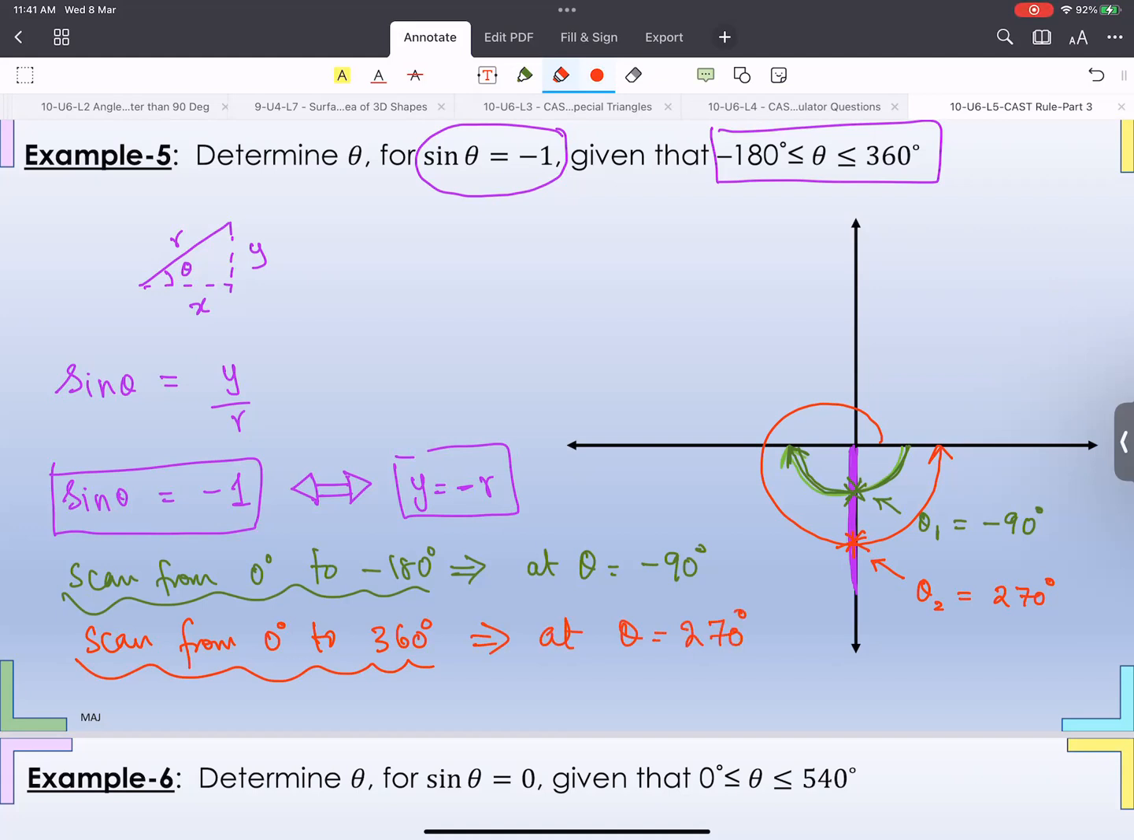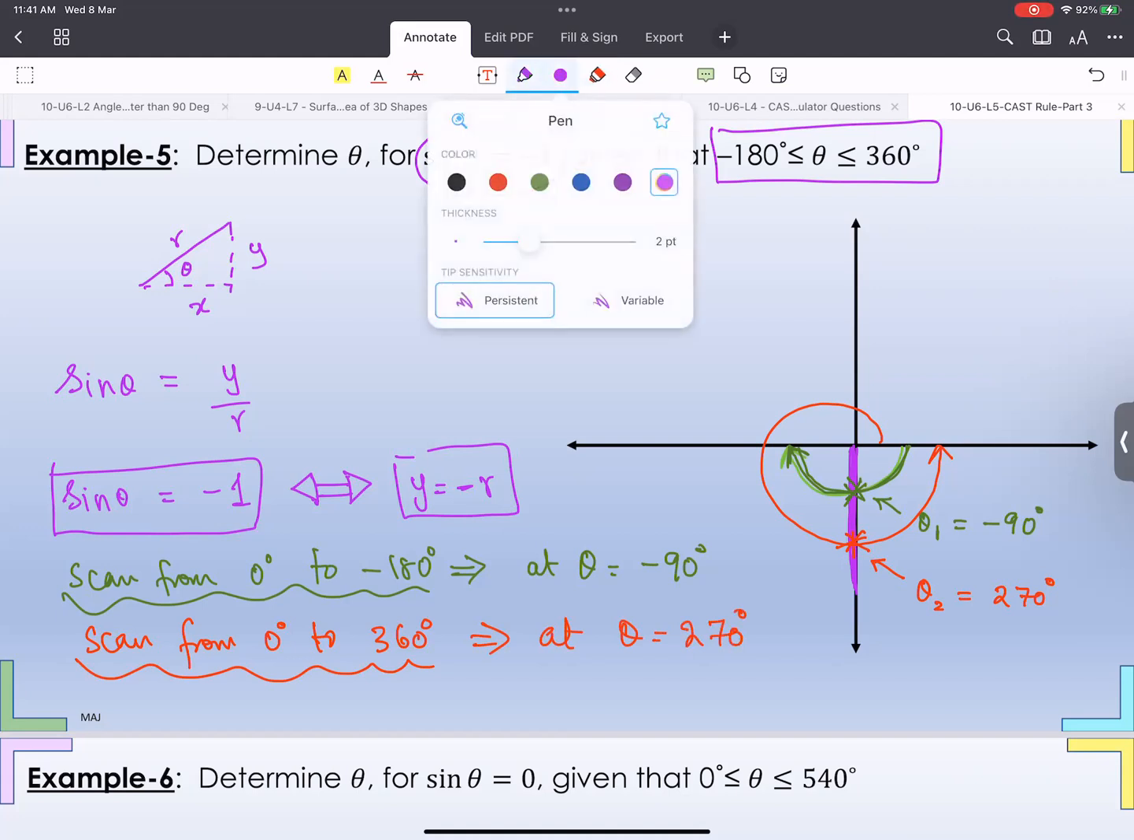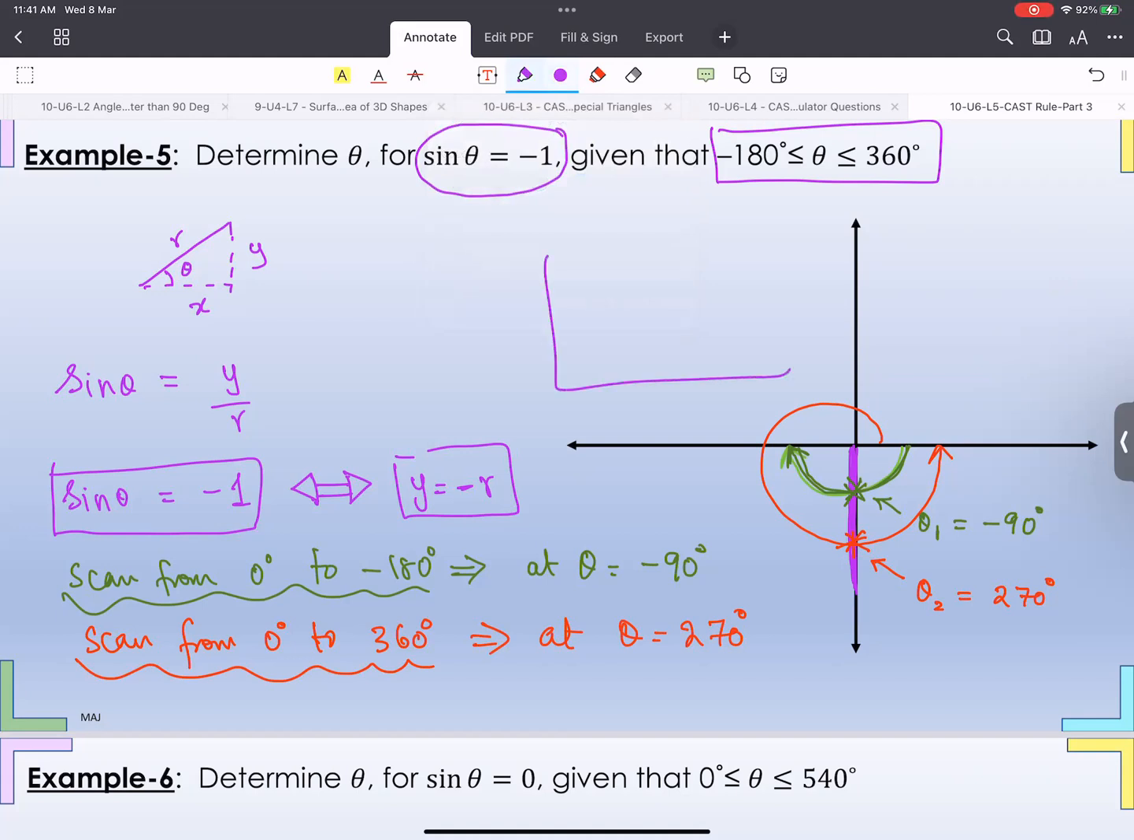So your final answer, therefore, the final answer is theta is equal to 0 degrees, -90 degrees, or 270 degrees. That's your final answer. You have multiple possible solutions. When you're solving for theta, given the value of sine theta or cos theta or tan theta, you'll have multiple solutions if you're given an entire domain. You always want to check for multiple solutions.